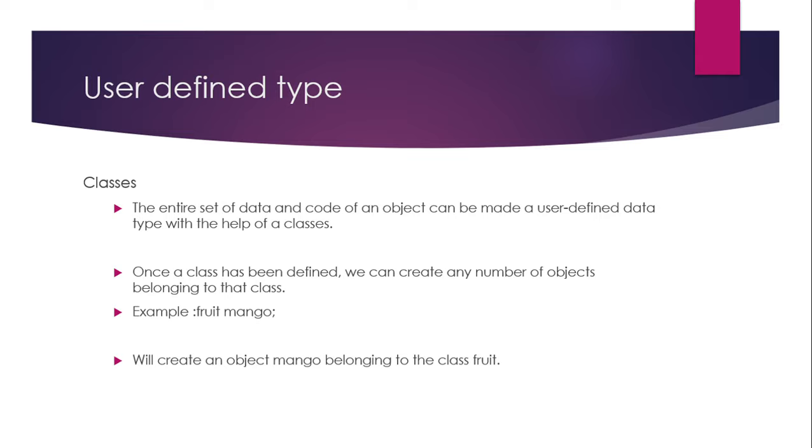Next, classes. Our C++ language is filled with many classes and objects. Those class names can be defined by the user-defined data type. What it means is, the entire set of data and code of an object can be made by the user-defined data type with the help of classes.